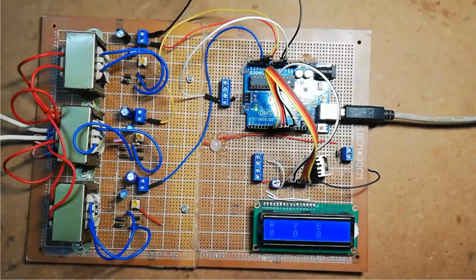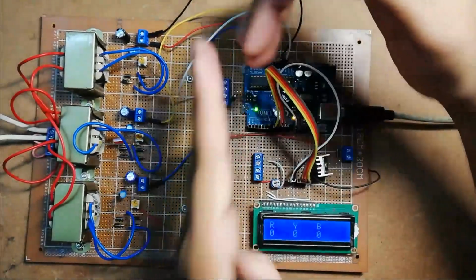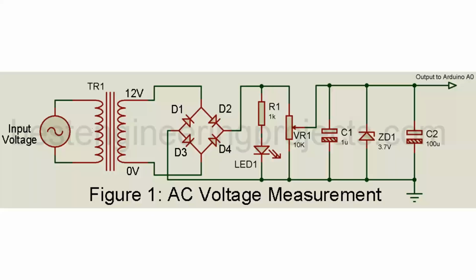Now let's see the circuit diagram. At first, let's see the circuit without this processing and displaying section. Now let's analyze the circuit. The input AC voltage to be measured is given to the primary side of transformer X1, which lowers the high AC input, say 230 volt to 12 volt AC.